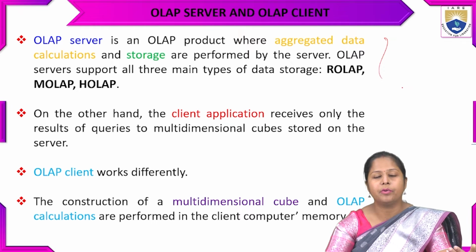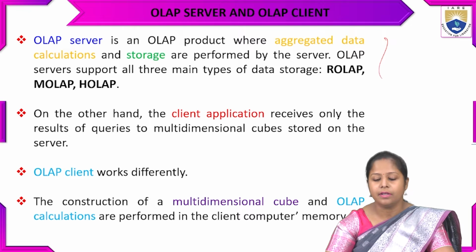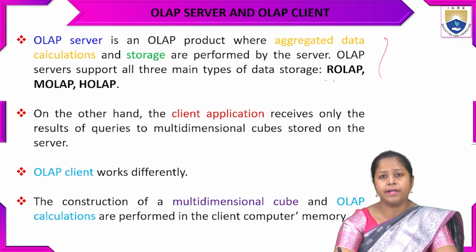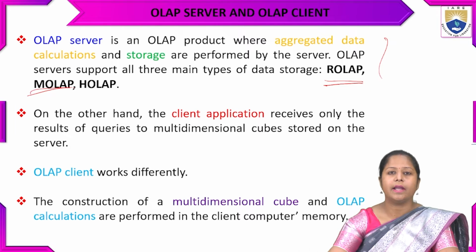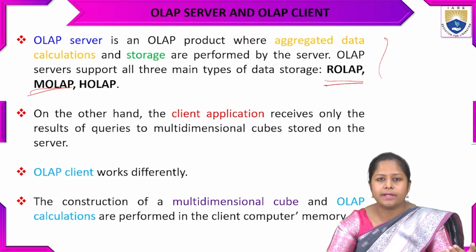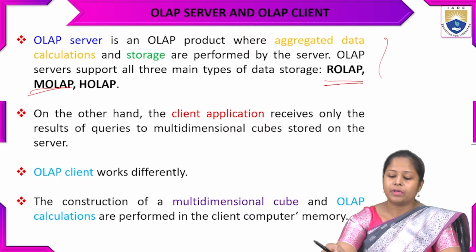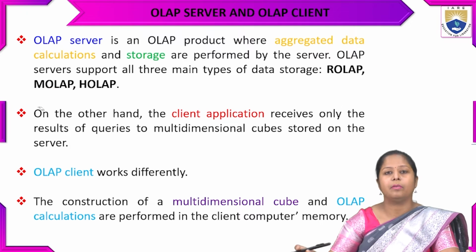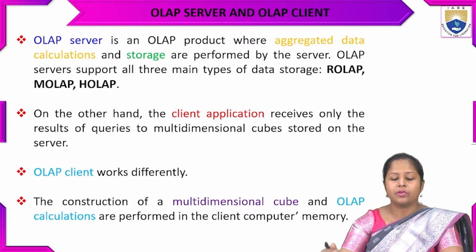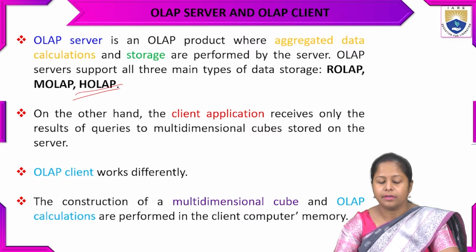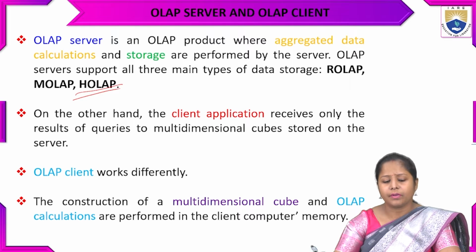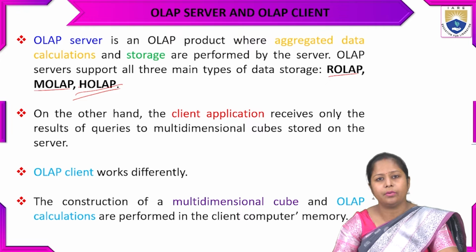OLAP servers support all three main types of data storage: ROLAP, MOLAP and HOLAP. In that we have already covered ROLAP, that is the relational online analytical processing server, right? Second, we have also covered MOLAP. This is the multi-dimensional OLAP server, in which the data will be in the form of multi-dimensional data cubes. So today we will cover the HOLAP server type, right? So those were basically the three types of OLAP servers.